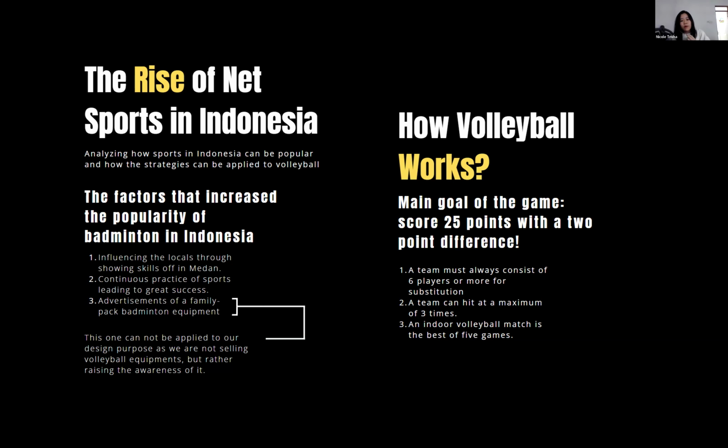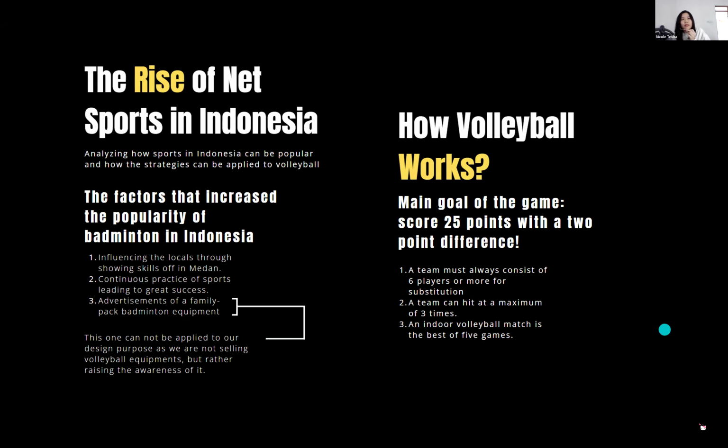I also researched how volleyball works, because this is going to be important when it comes to making the animated story, because what I'm trying to make is educational and a mix of comedy. So, how volleyball works: the main goal of the game is to score 25 points with a 2-point difference, and the team must always consist of 6 players or more. Substitution. A team can hit a maximum of 3 times, and an indoor volleyball match is the best of 5 games. This information will be placed in the animation story.